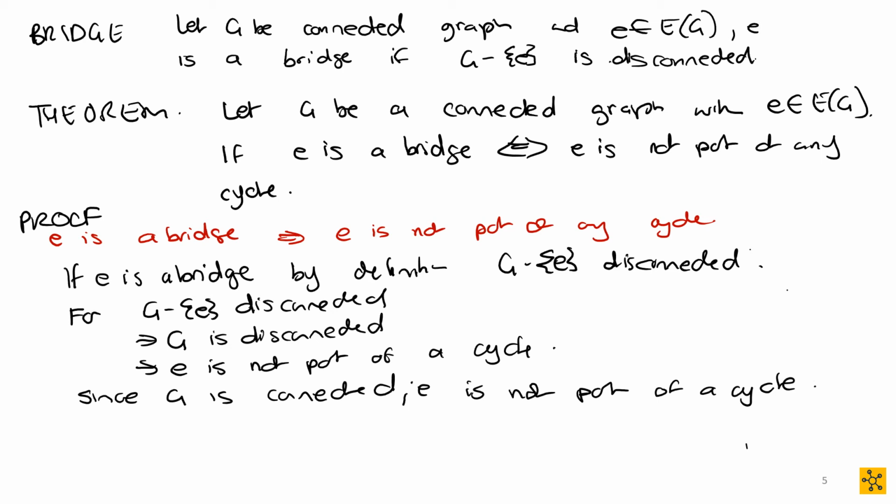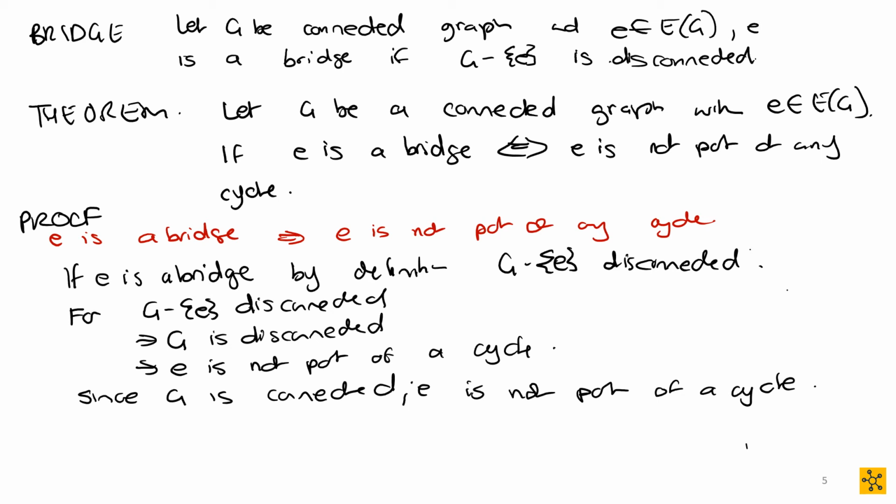Okay, so let's just recap that again. We have our theorem, which is: let G be a connected graph with E an element of the edge set of that graph. If E is a bridge, then E is not part of any cycle. So we begin with the definition of a bridge. If E is a bridge, by its definition, G minus E is disconnected. That's just using the definition of a bridge.